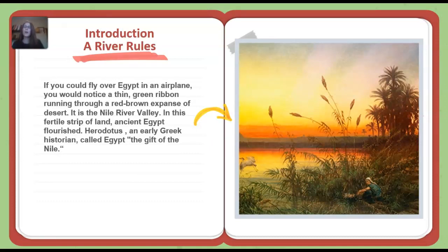Lesson 4.01. Introduction, A River Rules. If you could fly over Egypt in an airplane, you would notice a thin green ribbon running through a red-brown expanse of desert. It is the Nile River Valley. In this fertile strip of land, ancient Egypt flourished. Herodotus, an early Greek historian, called Egypt the gift of the Nile.